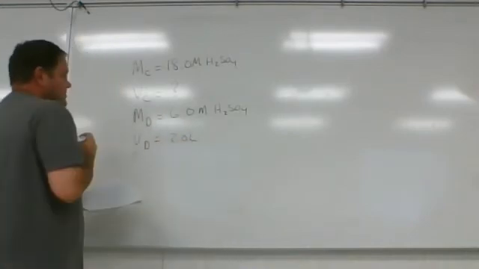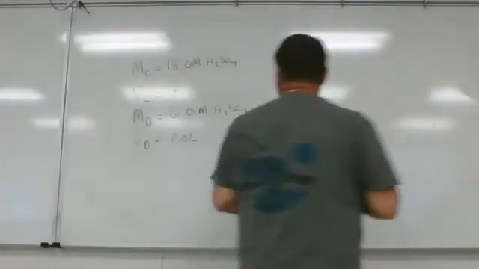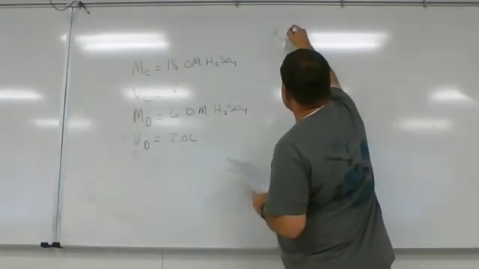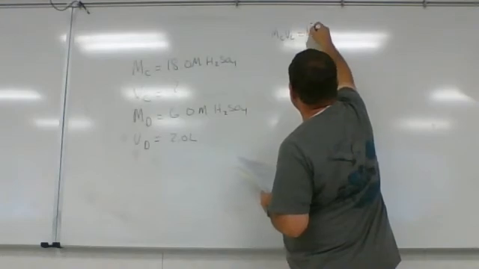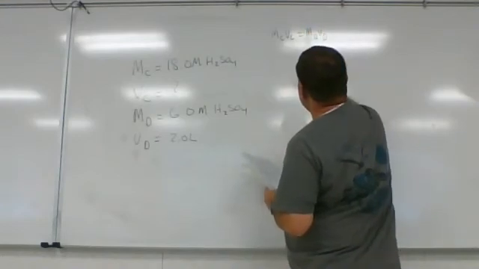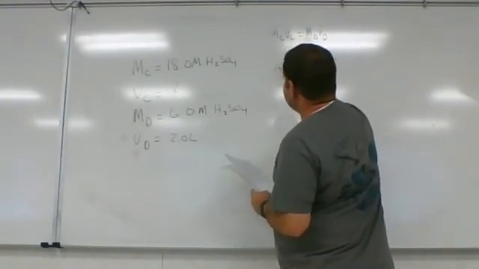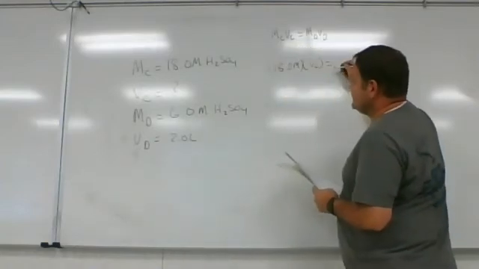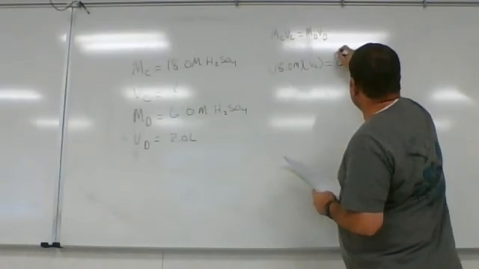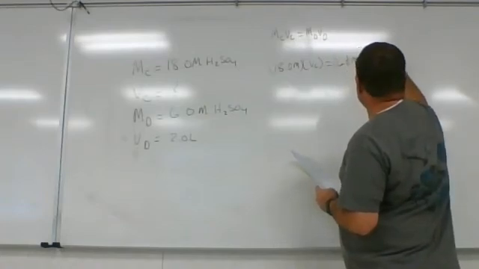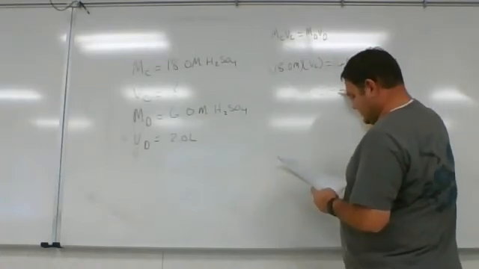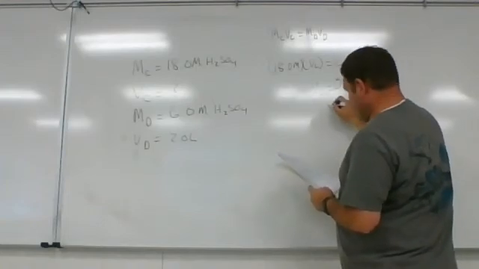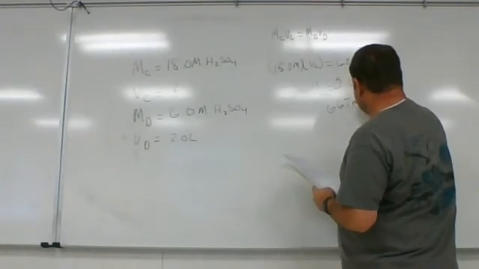And the volume of the dilute that we need is 2.0 liters, okay? So all I'm going to do is set up my problem using the dilution equation. Remember, M concentrated times V concentrated is equal to M dilute times V dilute, okay? Plug it in. So I have 18.0 molar times VC is equal to the 6.0 molar times the 2.0 liters. So VC is equal to 0.667 liters, or 667 milliliters, okay?